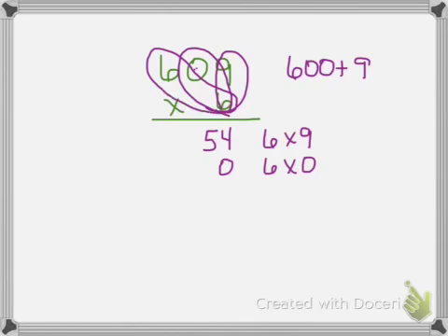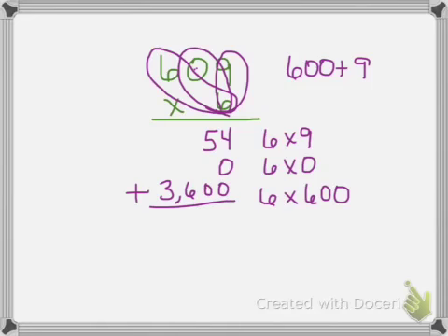And then finally, 6 times 600, which is 3,600. And then again, I add it up, and I end up with 3,654.